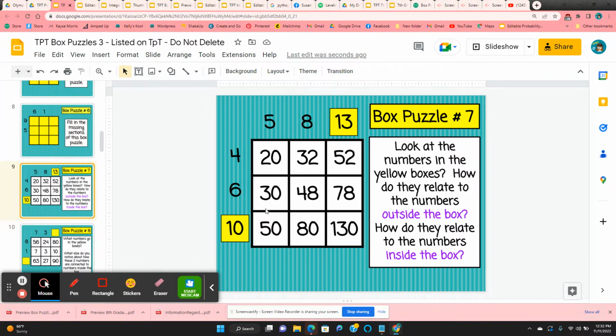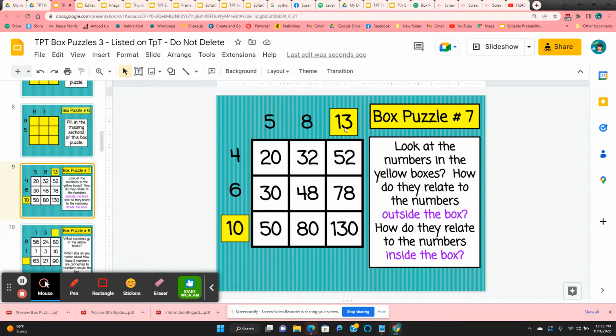And then they're asked to look at these numbers in the yellow boxes. Where did these two numbers come from, the 10 and the 13? And how do they relate to the numbers inside the box? So if they add going down, this is 10. And if they multiply 10 times 5, they're going to get 50. 10 times 8, they're going to get 80. 10 times 13, they get 130, and so on.